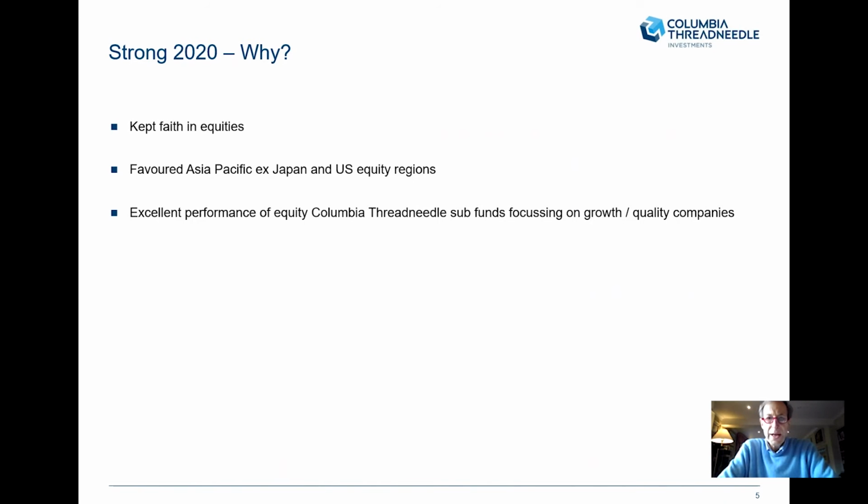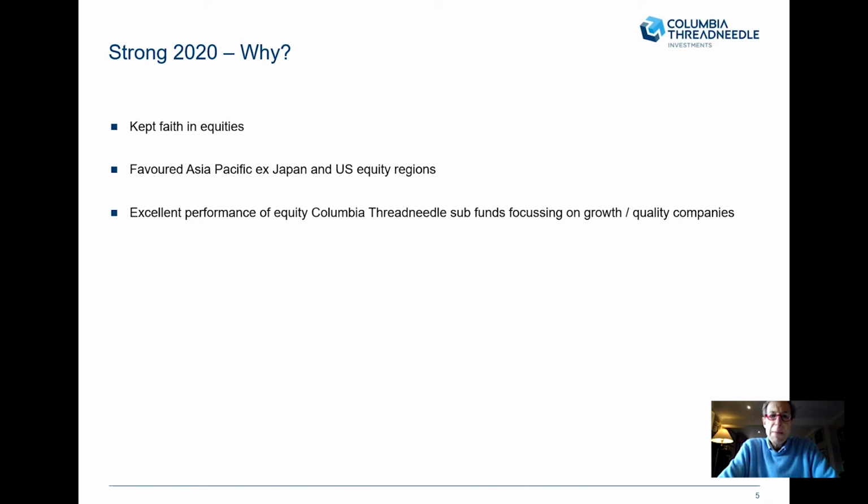We looked at everything, analysed the medium-term outlook, and reckoned that although equities were going to face a nasty short-term period ahead, there was real value to be had for the long term, and we stuck with them and indeed added in the difficult periods when there was real value in equities. Secondly, I've just said we favour Asia Pacific and US at the moment, but we did last year as well, those two, and they were the best performing major regions.